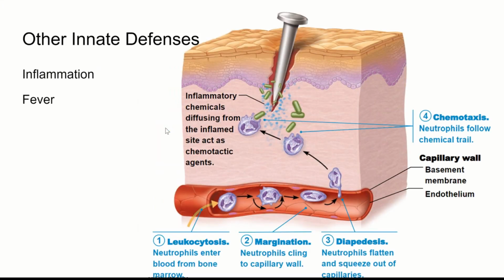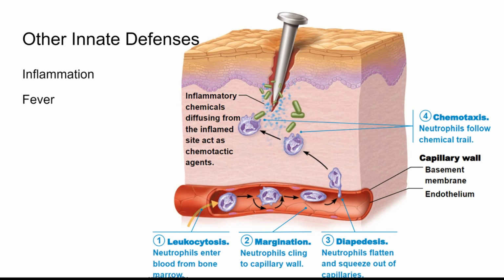Some other innate defenses we have: inflammation. Inflammation is the name for increased blood flow to an area. So we can dilate our blood vessels. We can have more white blood cells, things like neutrophils, flood into an area. And that can help respond to any bacteria or viruses that might be in an area.